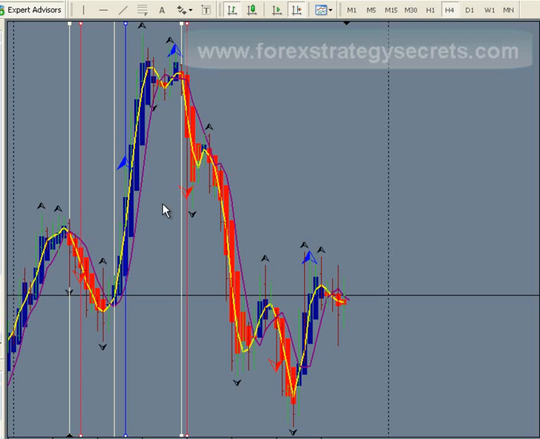But let's look at this. I've marked the white lines where we see the first early bird signal, and then we have a Norwood alert with this red line going short, a Norwood alert with this blue line going long, and then another Norwood alert with this red line going short.